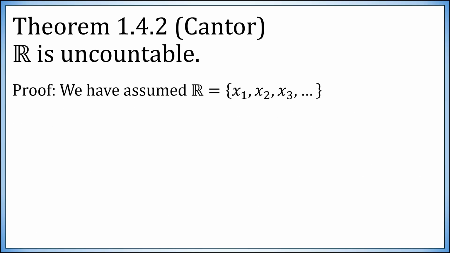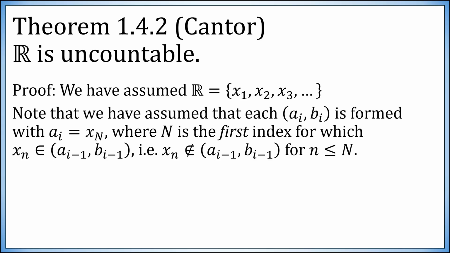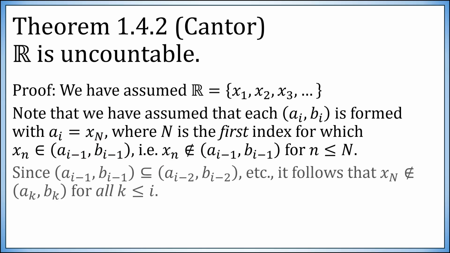So having assumed the real numbers can be listed out, what we have done is we've constructed a bunch of open intervals, ai, bi. By picking terms from the sequence to be the a's and then some other real numbers to be the b's, where capital N is the first index for which some term of our listing out of the reals belongs to the previous interval we had. So x sub n for any index smaller than that capital N does not belong to this interval, because capital N was the first term that did belong in here, so all the previous ones do not.